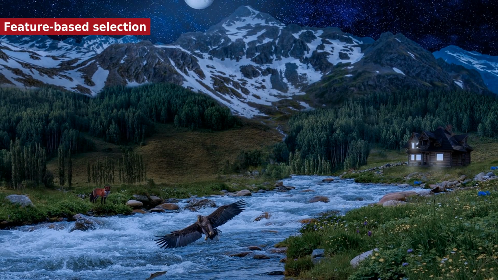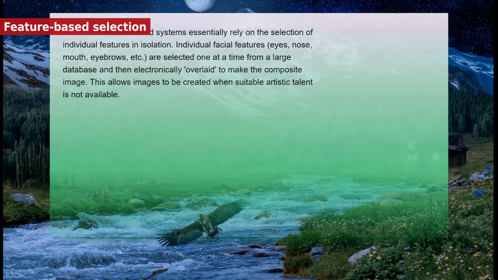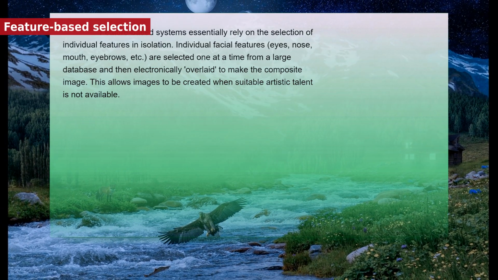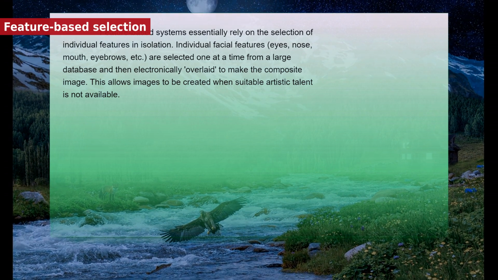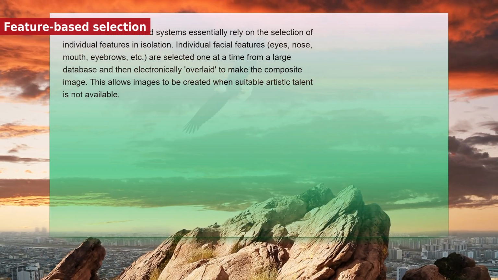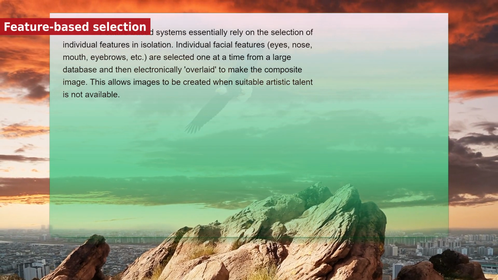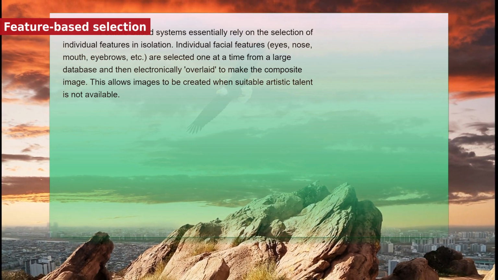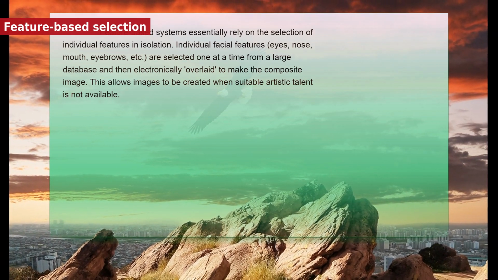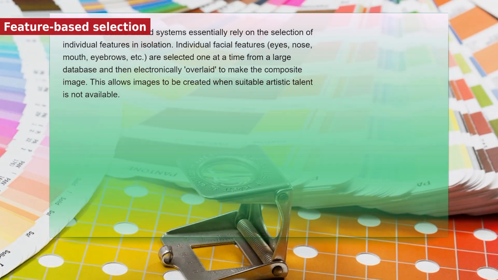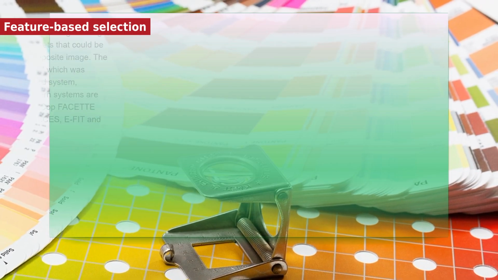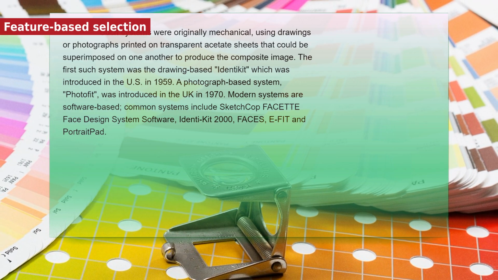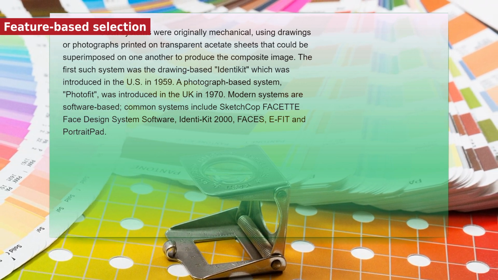Feature-based systems essentially rely on the selection of individual features in isolation. Individual facial features are selected one at a time from a large database and then electronically overlaid to make the composite image. This allows images to be created when suitable artistic talent is not available. Such systems were originally mechanical, using drawings or photographs printed on transparent acetate sheets that could be superimposed on one another to produce the composite image.